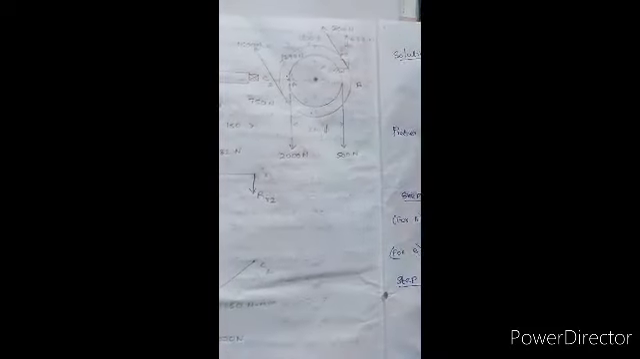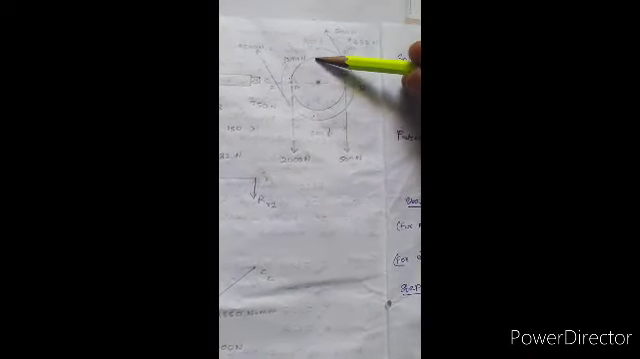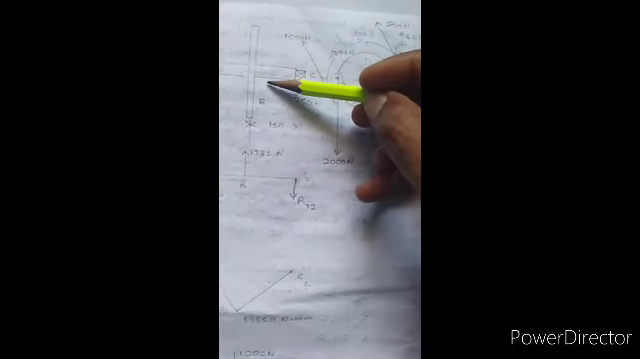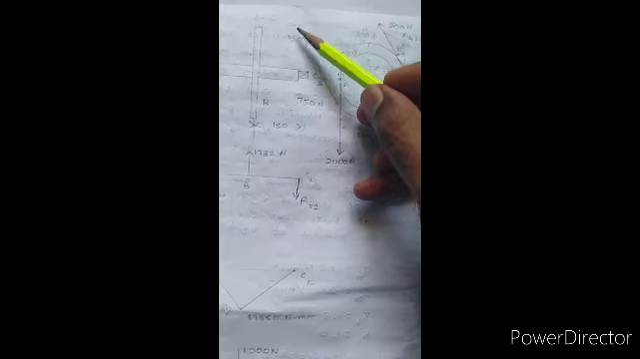Okay, let me go to pulley B. For pulley B, the 500 Newton force has a horizontal component. 500 into sin 30, that is 250 Newton. Similarly, the 1500 Newton force is also having a horizontal component. 1500 into sin 30, the value is 1299. Okay, so it is having two horizontal components.